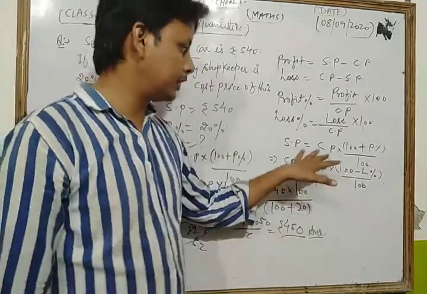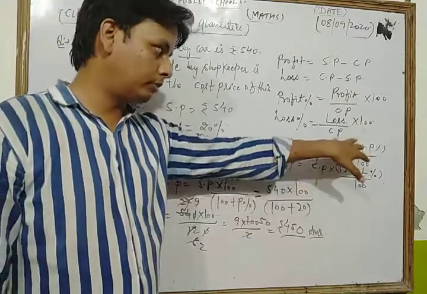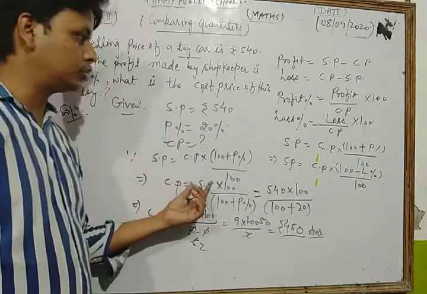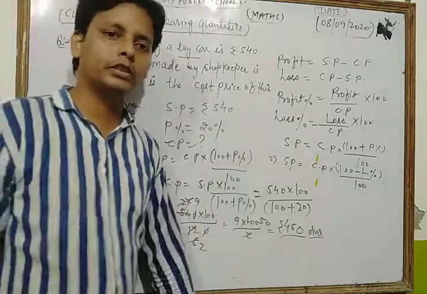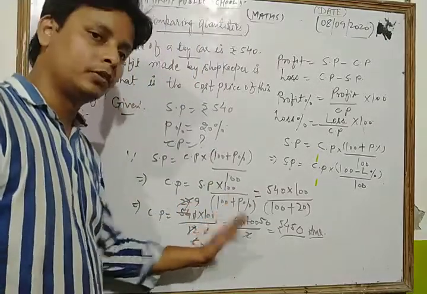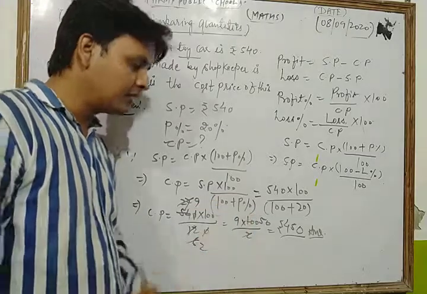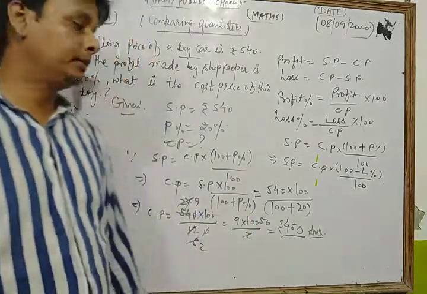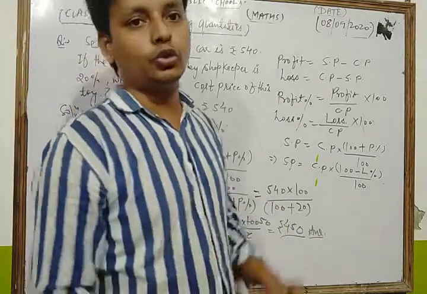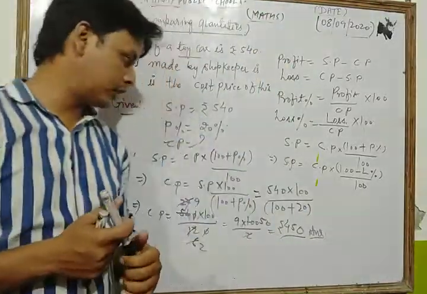Dear student, we know the formula: selling price is equal to cost price into 100 plus profit percent by 100. Now from this formula, we can write cost price is equal to selling price into 100 upon 100 plus profit percent. Now we put in the values of selling price and profit percent. Then after solving, we get rupees 450. So in this way, the cost price of this toy car is rupees 450.